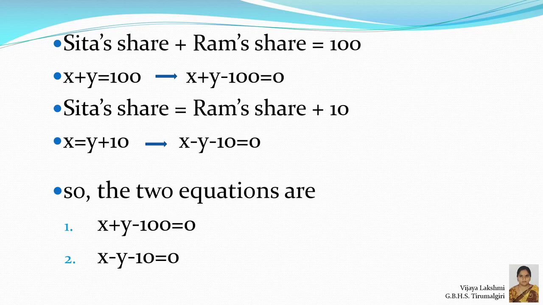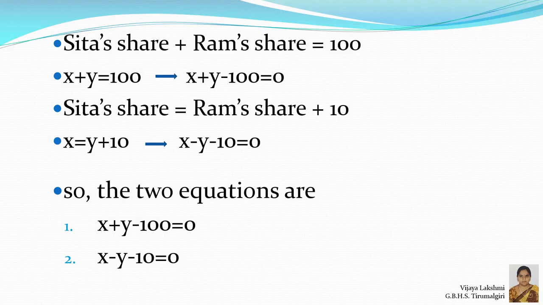So the first condition says that Sita's share and Ram's share together is equal to 100. That is, mom gave 100 rupees to both of them. So Sita's share plus Ram's share equal to 100. So Sita's share I have indicated as x and Ram's share as y. So x plus y equal to 100. Writing it in a general form, x plus y minus 100 equal to 0. So we got the first equation.